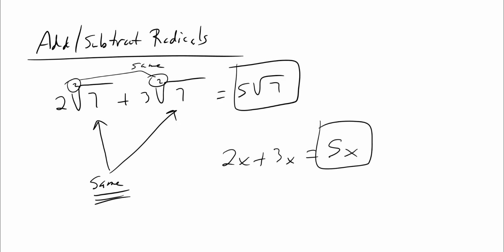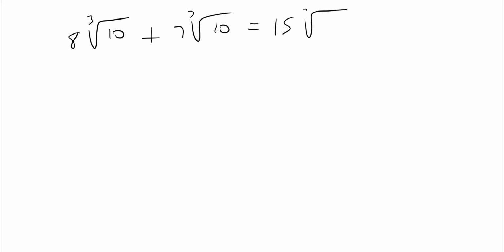So just make sure the number underneath is the same and the same root, like both square root or both cube root, and then you can add them together. It's actually pretty easy. Let's quickly do a couple of these. If I said 8 cube root of 10 plus 7 cube root of 10, what do you get? They're the same number under the radicals, and they're both cube roots. So 8 of those plus 7 of those is 15 of those. And that's your answer. Super easy.